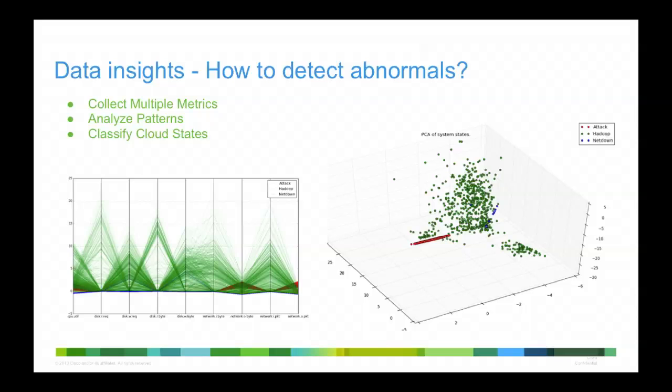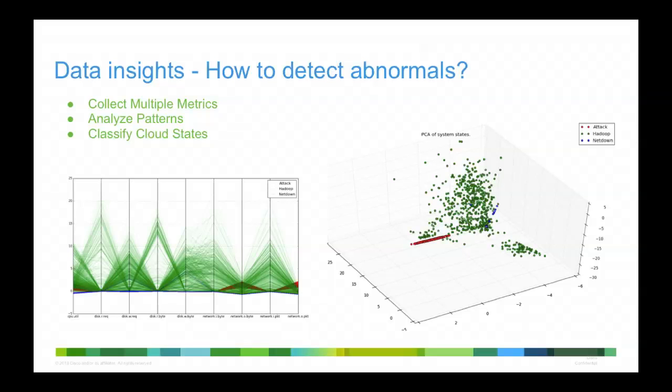collected from our system, such as CPU utilization, disk input/output, network information, and everything else. And if we analyze all of those metrics in an integrated way, we can find some interesting features that can tell us if something is going wrong or some abnormal event happens here.